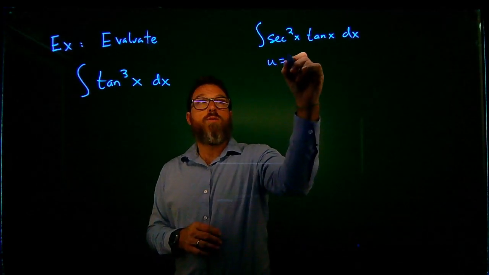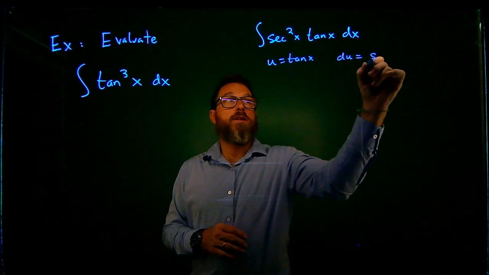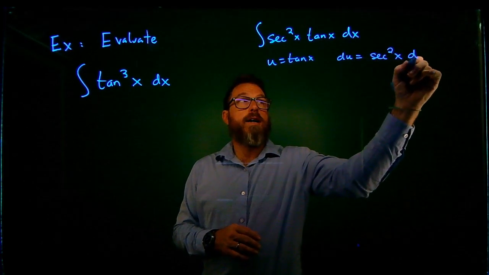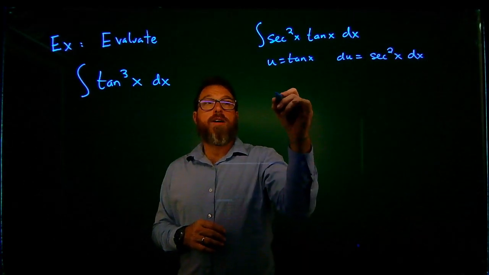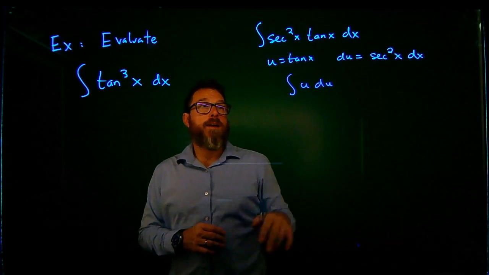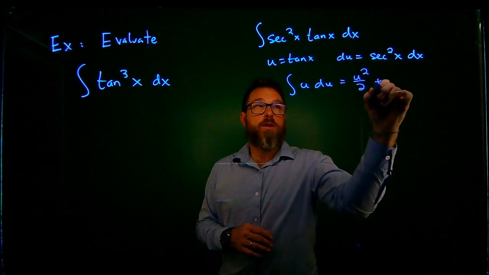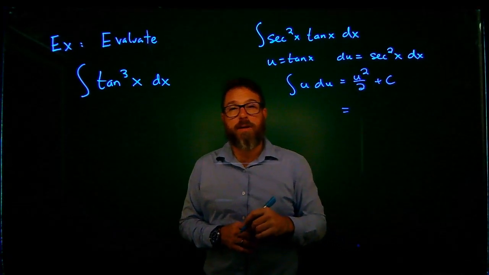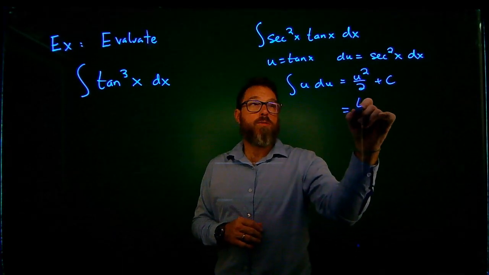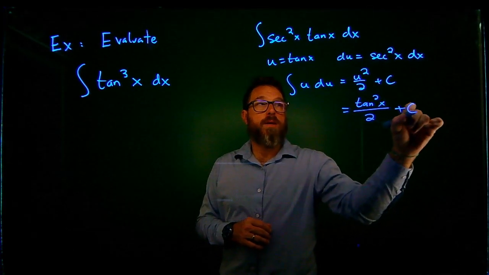So if I let u equal to the tangent of x, then the differential du is going to be equal to the secant squared of x dx. So this thing simplifies to the integral of just u du. Now, if I take the antiderivative in terms of u, I'm going to get u squared over 2 plus c, giving me the exact same answer that I had before, which is going to be equal to the tangent squared of x all over 2 plus c.